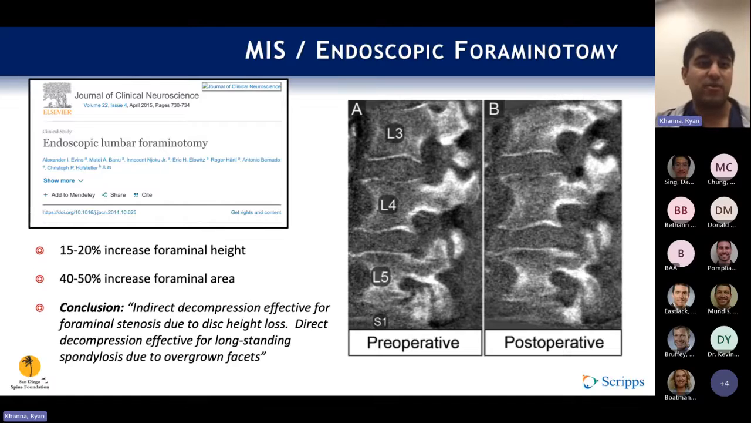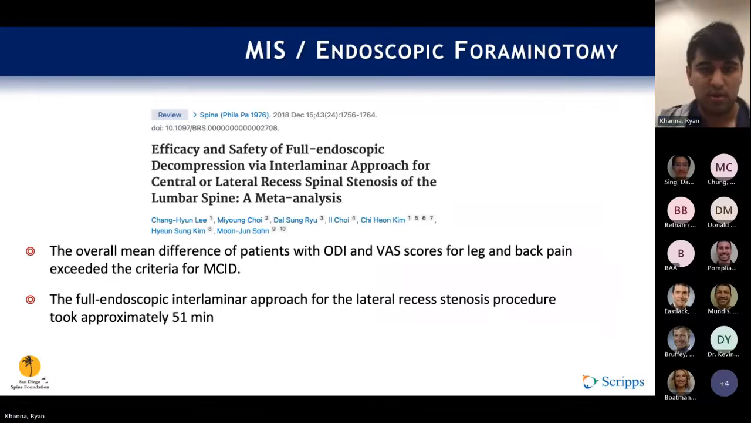In recent years, endoscopic foraminotomies have become more popular due to the low morbidity of the surgery, small EBL, and outpatient characteristics of it. This early paper from Hofstadter's group looked at indirect decompression is effective for foraminal stenosis due to disc height loss, versus maybe you should think of a direct approach for overgrown facets that have bony compression that you would need to actually directly decompress that indirect decompression wouldn't help with.